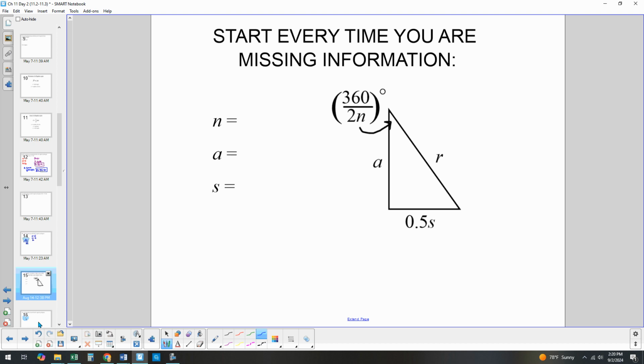So what we're going to do is create our right triangle each time where the height of the triangle is the apothem, the bottom of the triangle is 0.5 of s, half of the side, the hypotenuse is the radius, and our angle is half of a central angle. If I did 360 over n for the central angle and then multiplied it by 1/2, I'm going to get 1 times 360 on top and 2 times n on the bottom. So this formula will give us directly the angle we need for our problem.